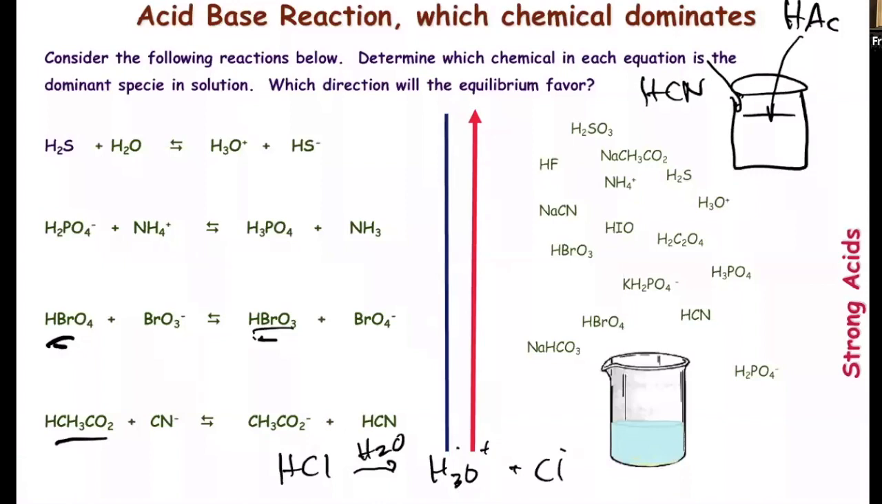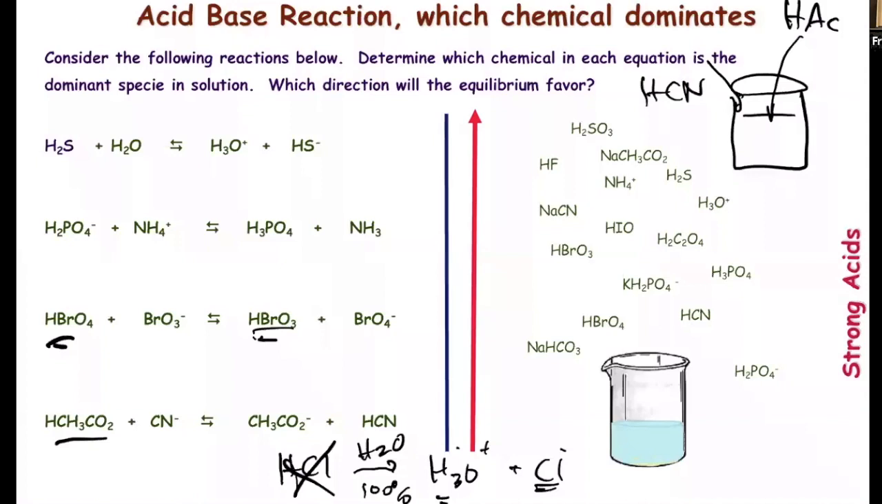Okay, and this is going to be at 100%. That means HCl is non-existent in water, and the dominant chemicals, because again it's going to donate its hydrogen 100% of the time, are these two right here at equal amounts. So we can say the dominant chemical in solution for the strong acid is the product, because hydrochloric acid by definition is going to dissociate 100%. So that's what you need to do in order to answer these questions.